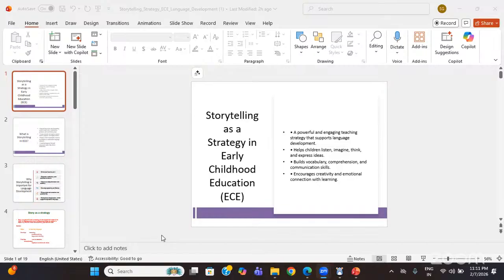How? It helps children listen intently, listen very interestingly. Whenever the child is engaged in storytelling, his listening span, span of attention increases. Listening intently will also be increased. And then it also helps the child to imagine, think, and express his own ideas. So, story also builds vocabulary, comprehension, and communication skills. So, it also helps to learn many new words.